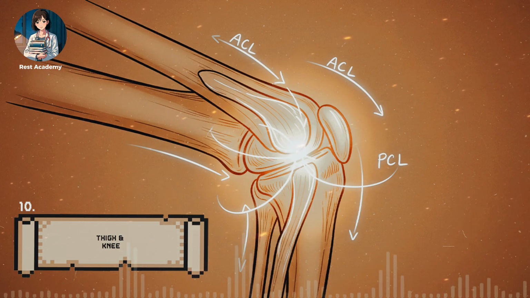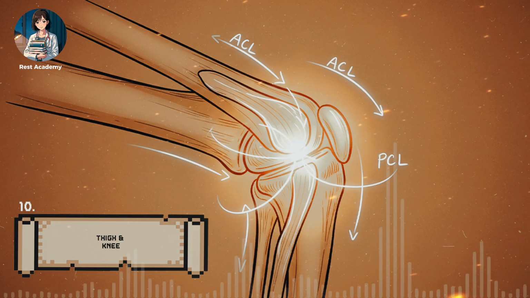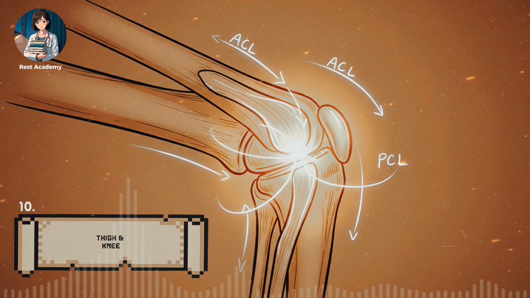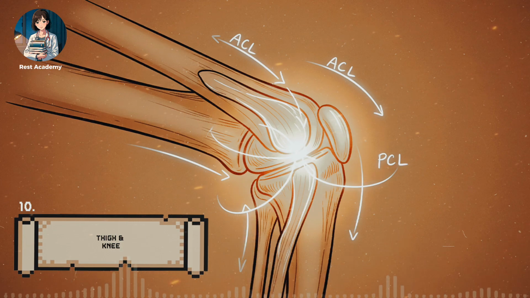Bursae reduce friction around bony points. Prepatellar bursa lies between skin and patella. Superficial and deep infrapatellar bursae flank the patellar ligament. Anserine bursa cushions the conjoined tendons of sartorius, gracilis, and semitendinosus, the pes anserinus, against the medial tibia. A large synovial recess communicates posteriorly with the semimembranosus bursa. When joint fluid tracks into the popliteal recess, a distended synovial outpouching can appear in the popliteal fossa, often called a Baker cyst, reflecting intra-articular pressure rather than a separate sac.